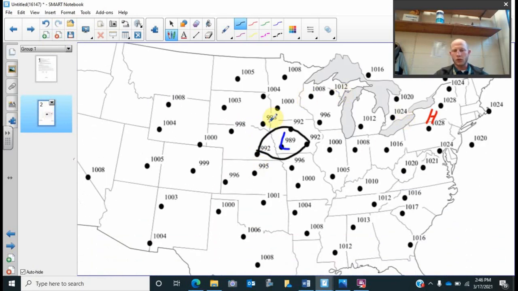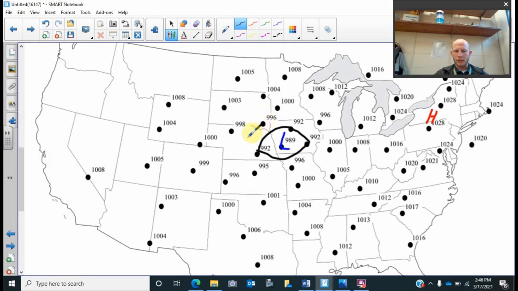Okay. So now we're going to 996. I see my 996 here. I see a 996 here. Right here. I see 996 here, so I'm going to connect these 2 points. I know that 996 exists in between 992 and 1,000, so I know my line goes in between here. Connect those guys. Same thing up here.